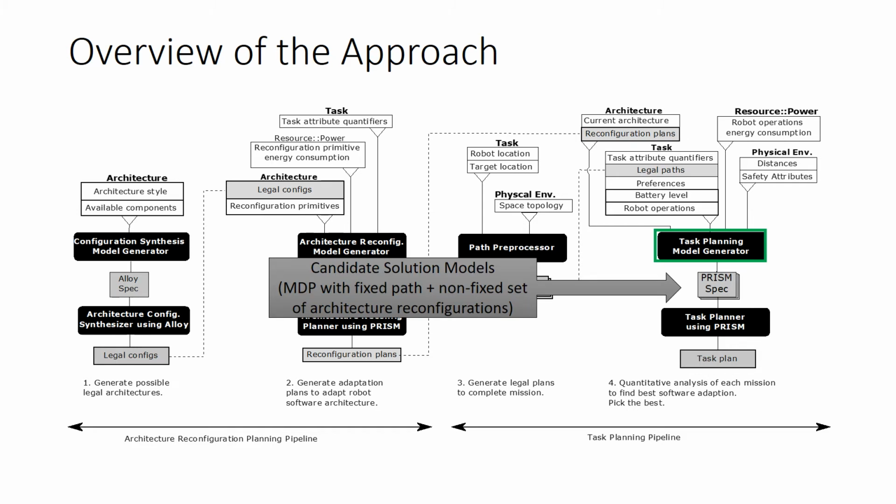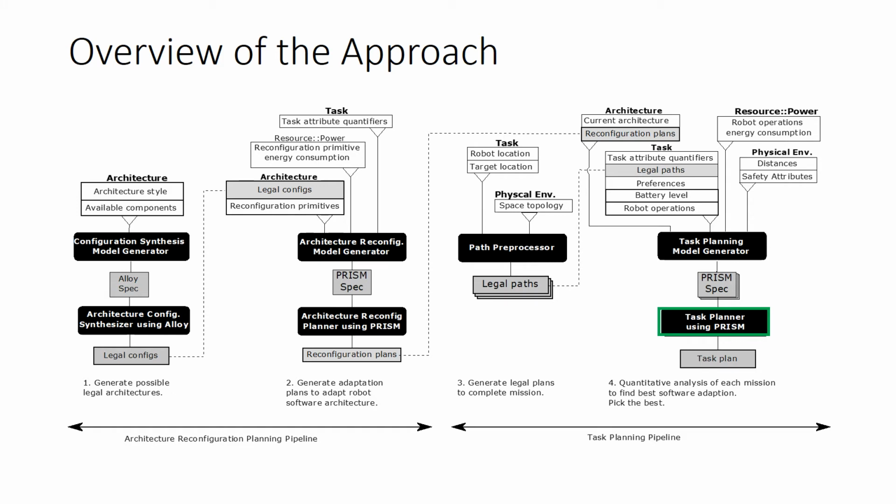Each one of these PRISM specifications also contains a set of symbolic actions that represent each possible architecture reconfiguration plan. All these actions are encoded in a non-deterministic choice of the MDP. For each candidate solution PRISM specification, the task planner uses PRISM in the backend to resolve the non-deterministic choice of architectural configuration via MDP policy synthesis. The policy is synthesized to optimize the task attribute preferences specified in the task model. Finally, the policy that better satisfies the task preferences is selected and translated into a task plan that is sent over to the MAPE execution stage.